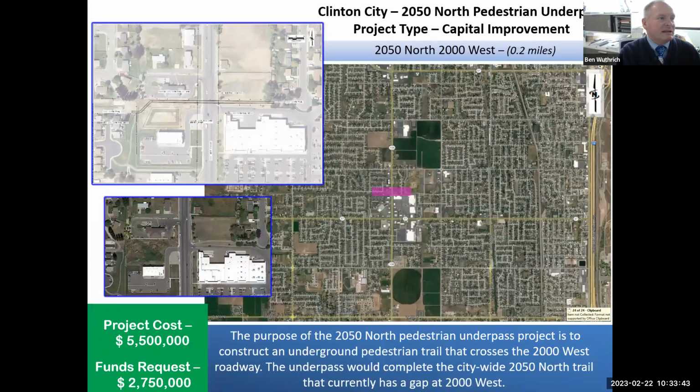The next project is a project in Clinton City. This is for a pedestrian underpass on 2050 North, 2000 West. This project estimated cost is $5.5 million, and the funds being requested is 2.7+ million.